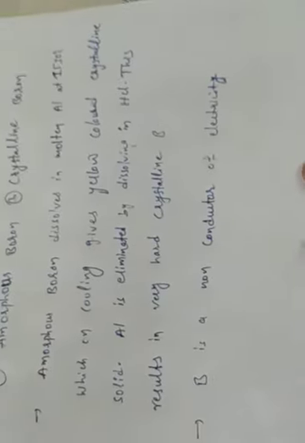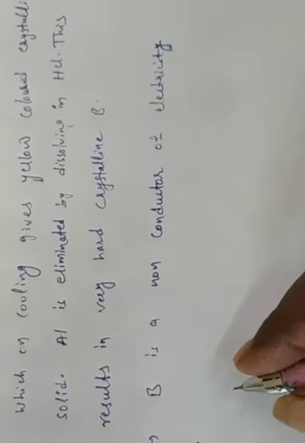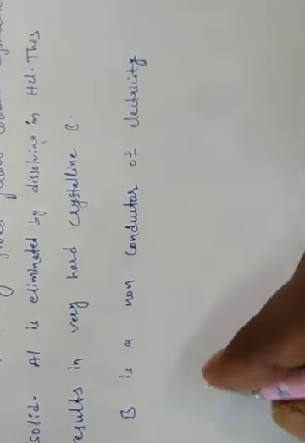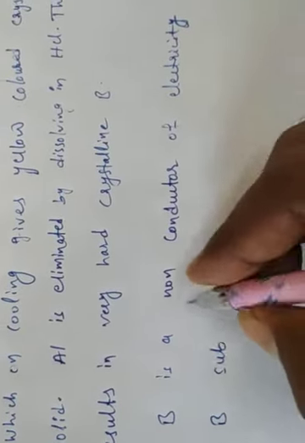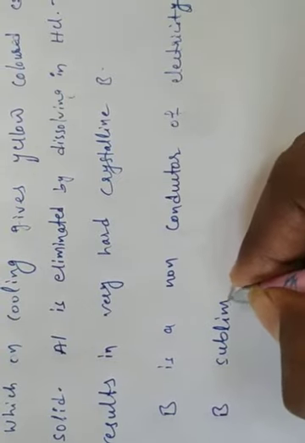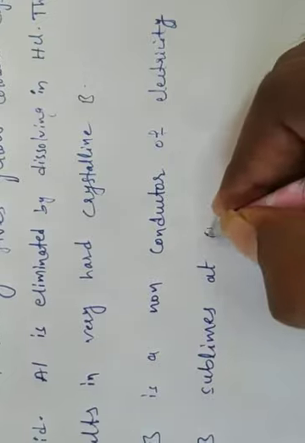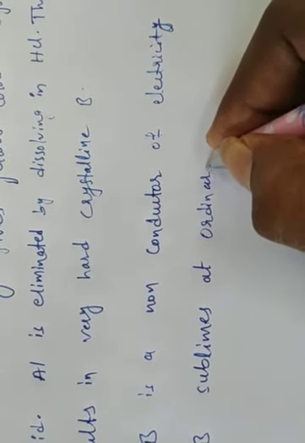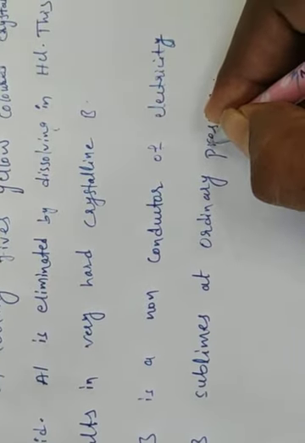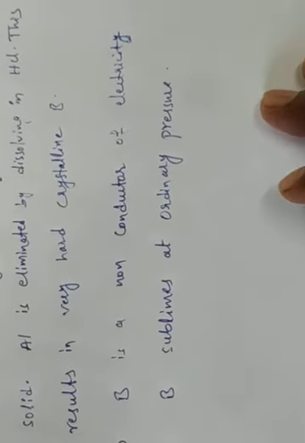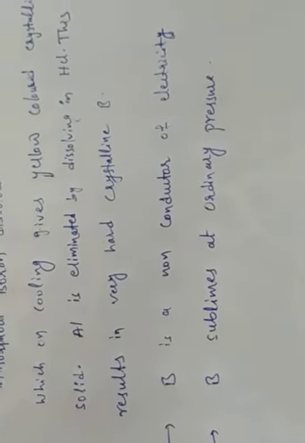Boron is a non-conductor of electricity. Next, boron sublimes at ordinary pressure. These are the physical properties of 13th group elements.